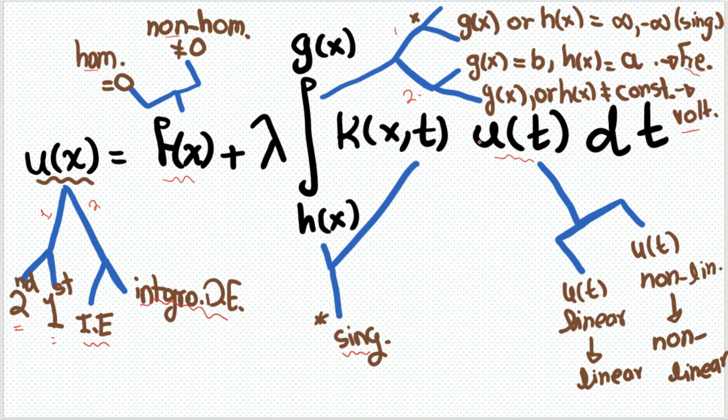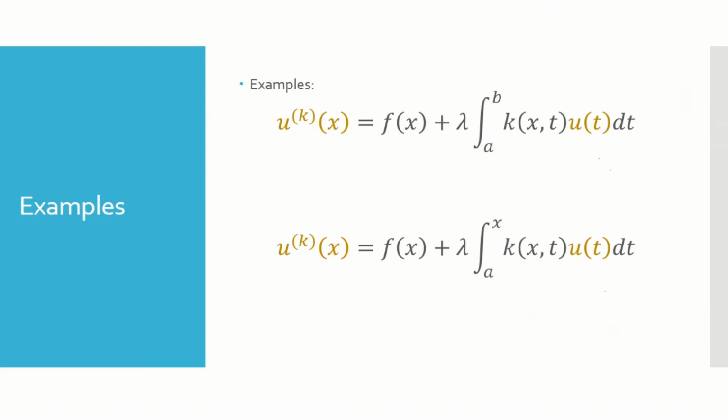About u of t, which is inside the integral sign, if it's appearing linearly, then it's a linear integral equation. If it appears in a nonlinear form, then it's a nonlinear integral equation. Now let's go and solve some examples. The first example: the u of x, which is outside the integral sign, is not appearing explicitly, as is the kth derivative of u of x, then it's an integro-differential equation.